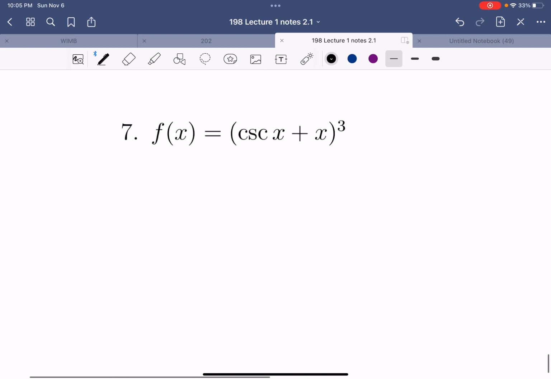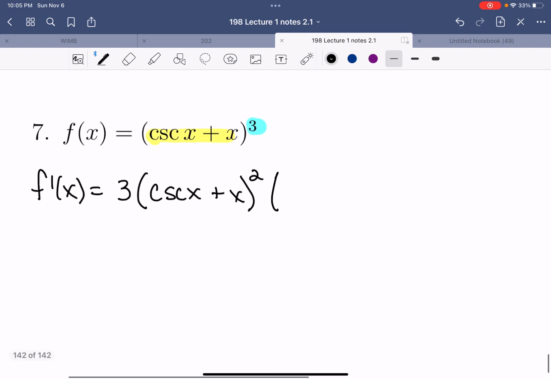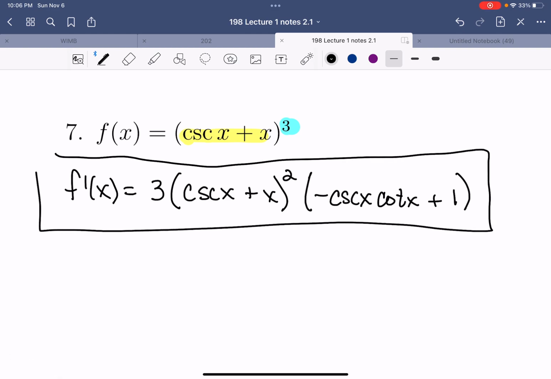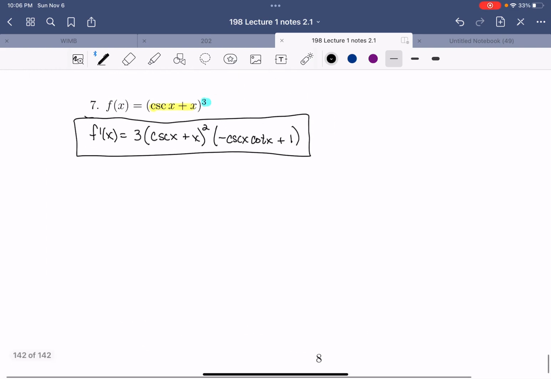And lastly, number 7. We have an inside function, that's the cosecant x plus x, and an outside function, which is the cube. So when we take our derivative, this is f prime of x equals, bring down your 3, leave the inside alone, decrease your exponent by 1. Okay, that's the derivative of the 3. Then we multiply by the derivative of what's inside. The derivative of cosecant is negative cosecant x cotangent x, plus the derivative of x is 1. And again, there's not even anything for me to combine. I'm just going to leave this as is.